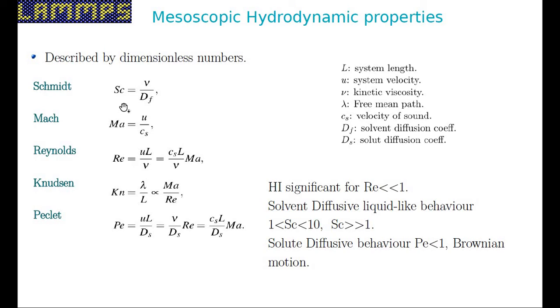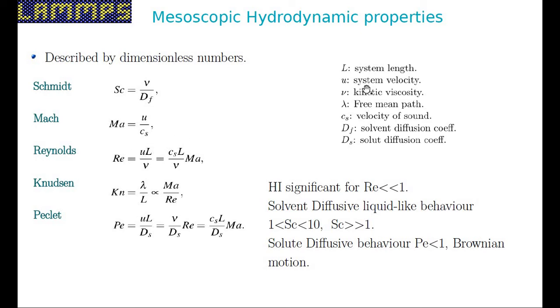The Schmidt number describes the relation between the viscous effects and the diffusion effects of the solvent. So this determines whether we are modeling a liquid or a gas. The Mach number is the ratio between the characteristic velocity of the system and the velocity of the sound. The Reynolds number is the ratio between the inertial forces and the viscous forces.